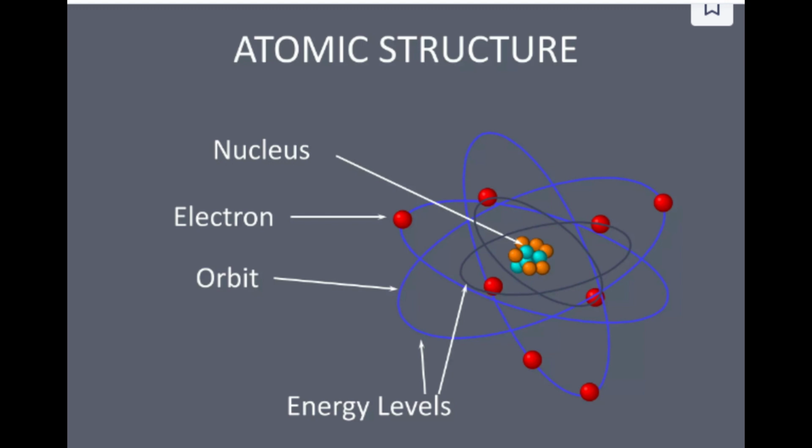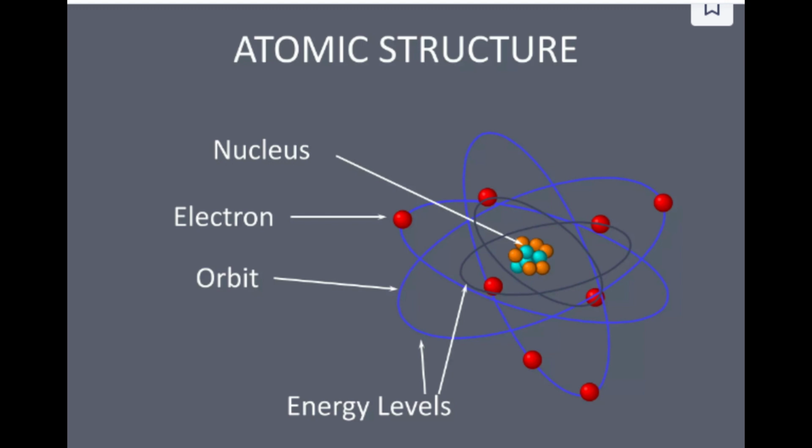Let's talk about the charges of these subatomic particles. Protons are positively charged, neutrons are neutral, and electrons are negatively charged. As the number of protons and electrons are equal, the charges on them are also equal. That's why the atom is neutral as a whole.